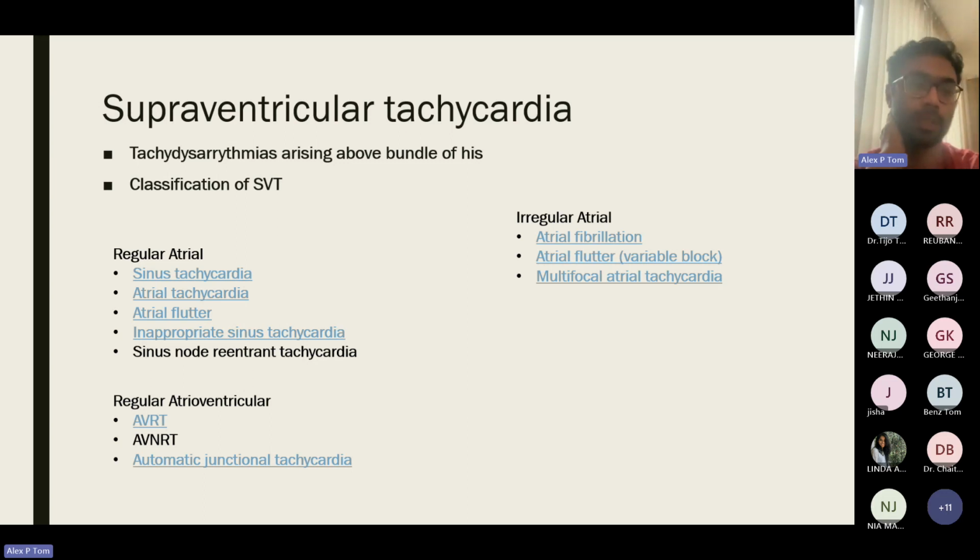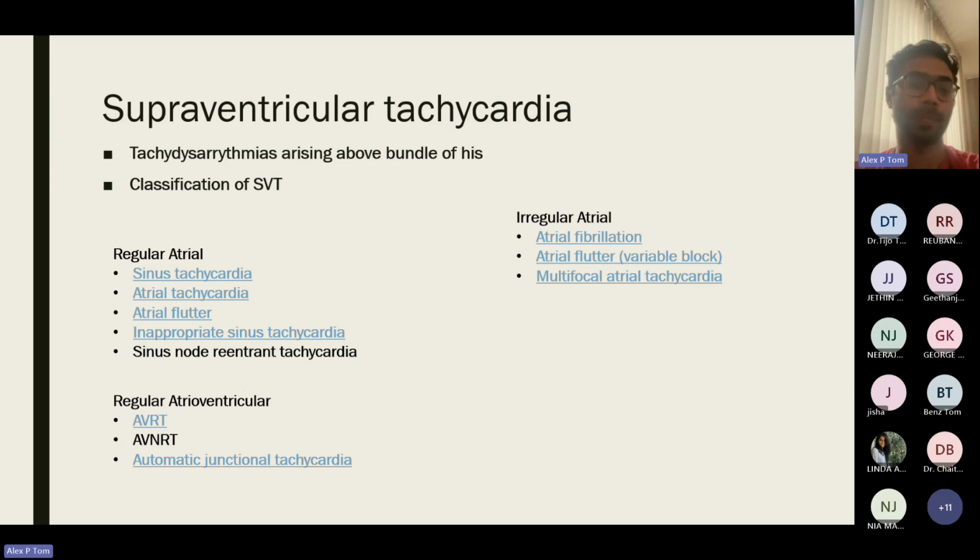supraventricular tachycardia. Supraventricular tachycardias are basically, again, tachyarrhythmias that arise above the bundle of His. And for ease, you can just classify all the SVTs like this. It could be a regular one arising from the atria, a regular atrioventricular one involving the atria and the ventricle, and then the irregular atrial one. For regular atrial, you all know what sinus tachycardia is. P wave followed by QRS complex. The patient is in sinus rhythm, regular, but there is an increase in heart rate.